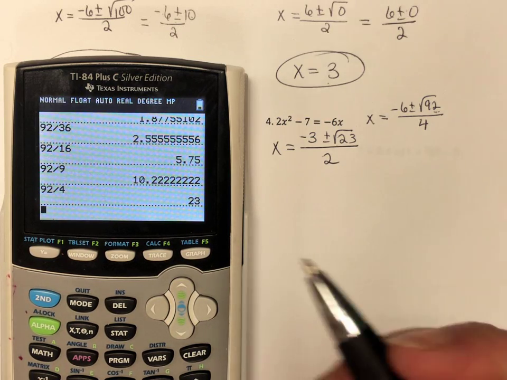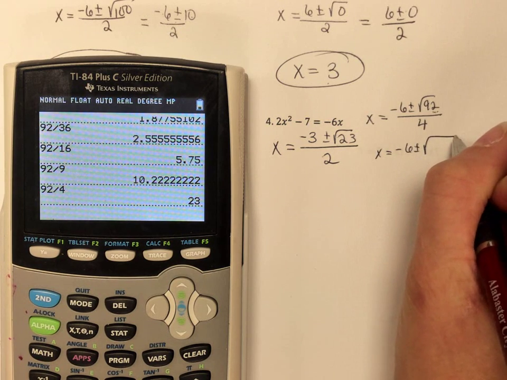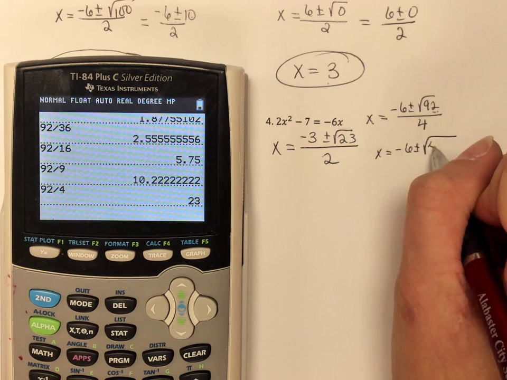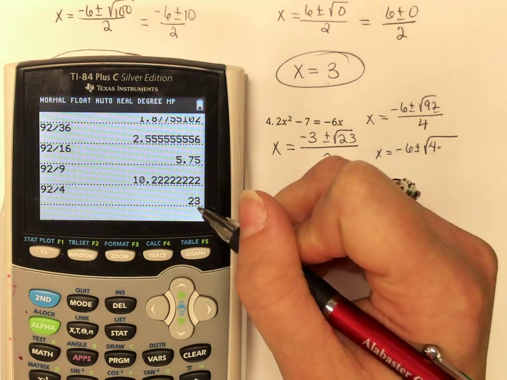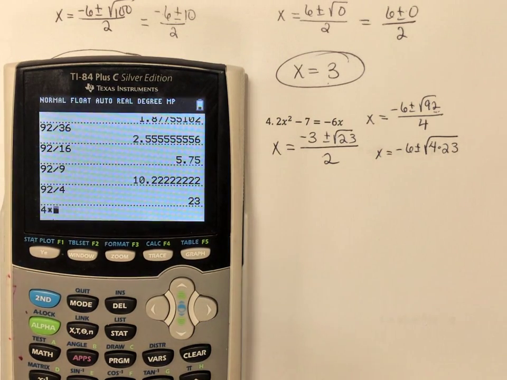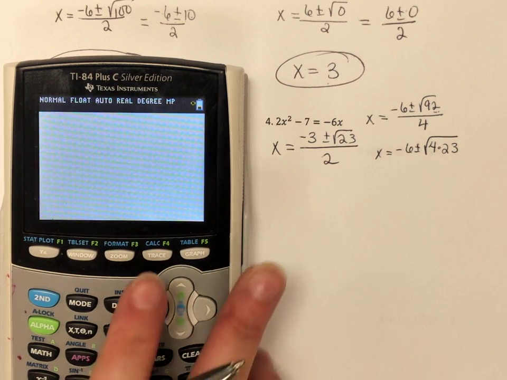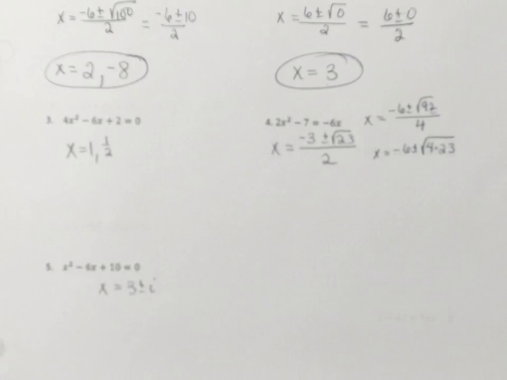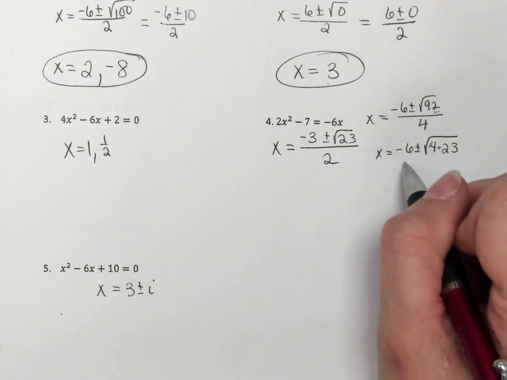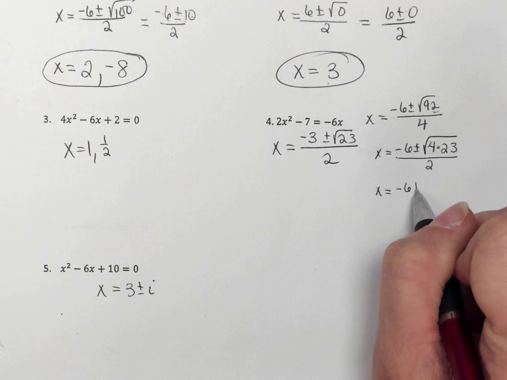Yep, it is. All right, so I have negative 6 plus or minus the square root. So instead of writing 92, I can write 4 times, what do I guess my answer? 23. If you don't believe me, 4 times 23 equals 92. Remember, you can do anything to a problem you want to as long as it doesn't change the meaning. I still have 92. I just did it as 4 times 23. And what's the square root of 4? 2.